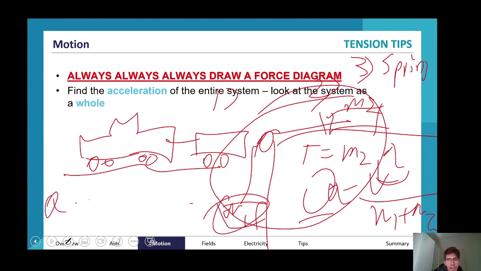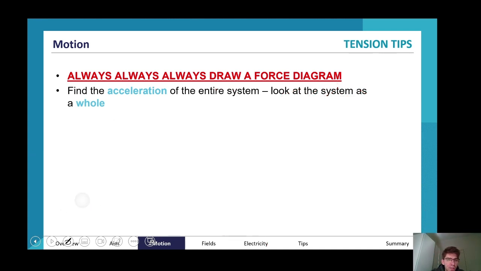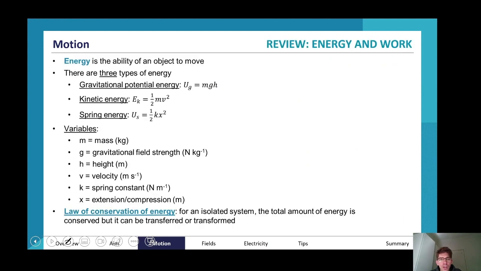I have plenty of formulas that, just in case you get stuck, you can find easily. This is one of the formulas. That's how you find acceleration: m1g divided by m1 plus m2, and tension is going to be equal to m2 times m1 times g divided by m1 plus m2. It looks a bit overcrowded, but you get the point.